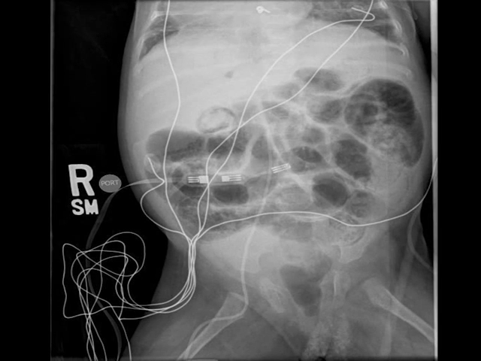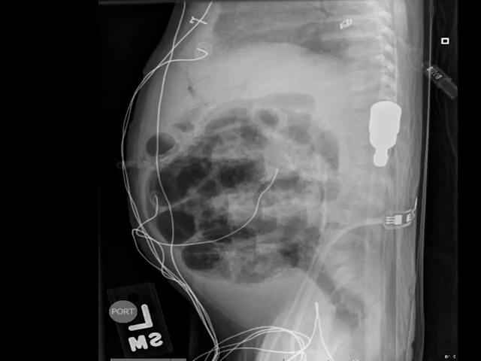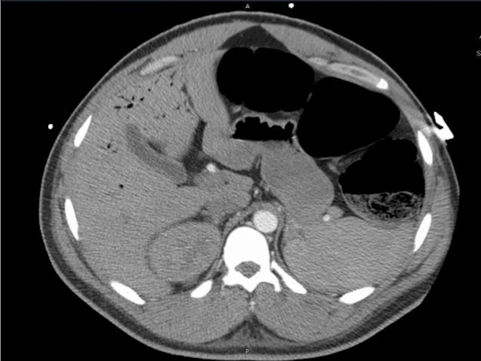This is an anterior-posterior plane film of a neonate with NEC. There is pneumatosis of the small bowel in the right upper quadrant. This is a lateral film of the same patient demonstrating pneumatosis and air in the portal venous system. This is a CT scan demonstrating the diffuse portal venous gas and bowel distension seen in a neonate with NEC.